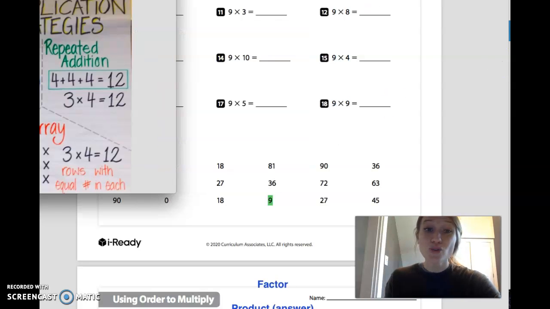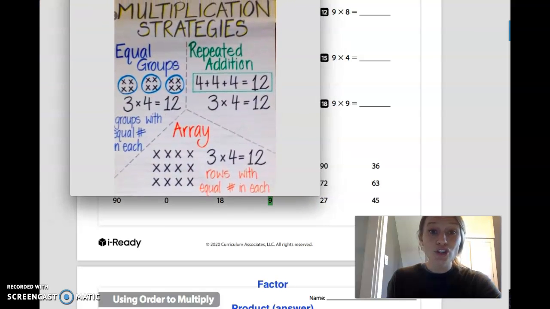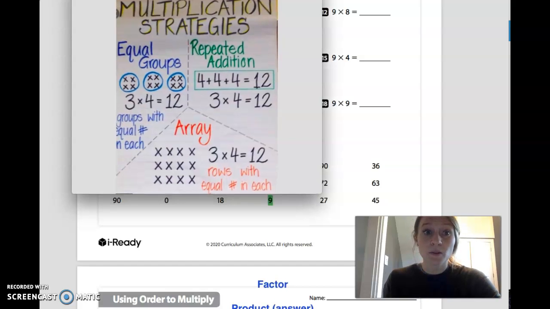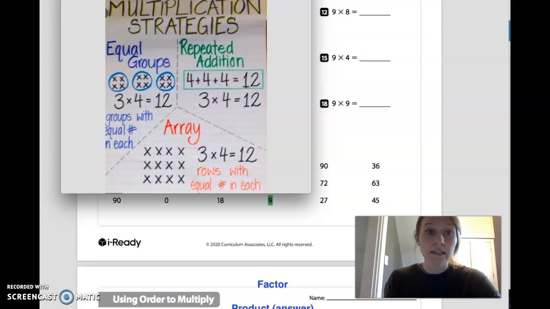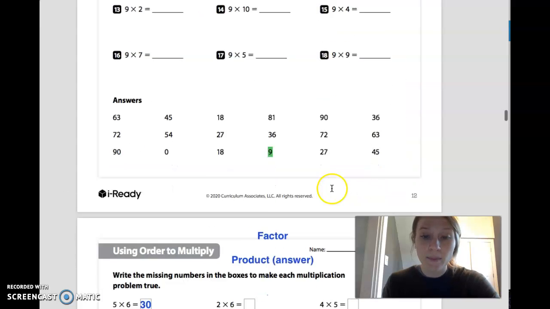And remember, you could draw a picture, you could actually make equal groups, you could do repeated addition, or you could even draw an array to help you. Don't be afraid of using the tools that you know that you already have to solve these problems, okay? So you guys can easily get that done. Oop, let me cross that out.